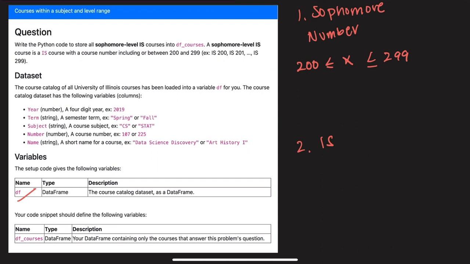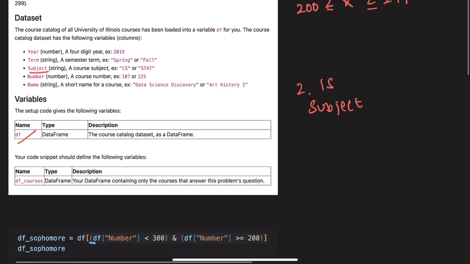And then we want to filter by IS. And IS is the subject, and so that's located in the subject column. And we just want to set the subject equal to only IS. Okay, so let's take a look at how our code is going to look.